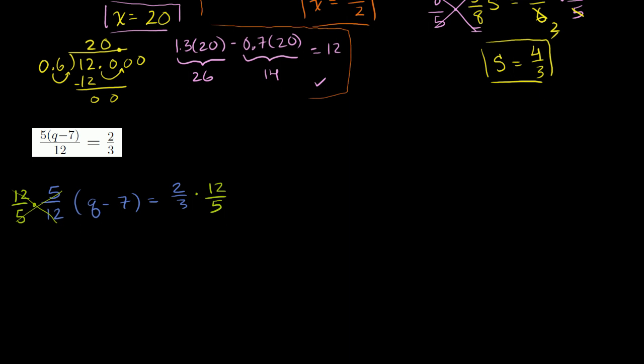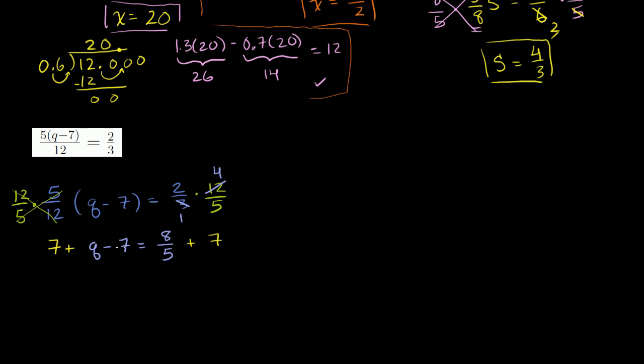So the left-hand side of my equation becomes q minus 7 is equal to the right-hand side, 2/3 times 12/5. If you divide the 12 by 3, you get a 4. You divide the 3 by 3, you get a 1. So 2 times 4 is 8/5. And now we can add 7 to both sides of this equation. Let me do that in a different color. Add 7 to both sides of this equation.